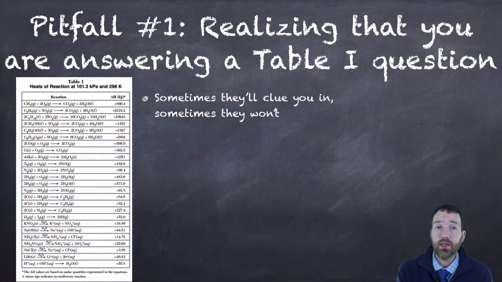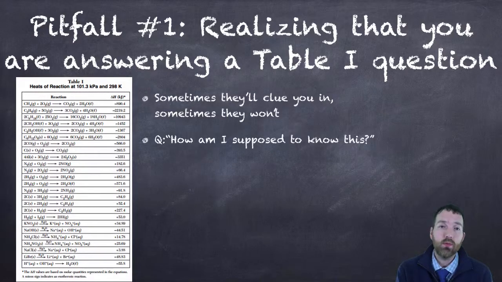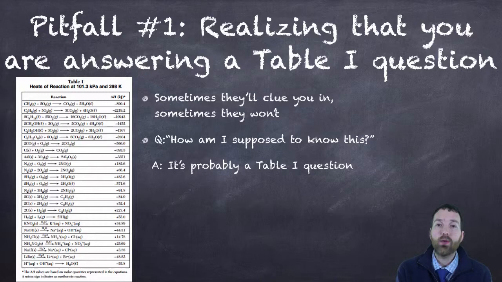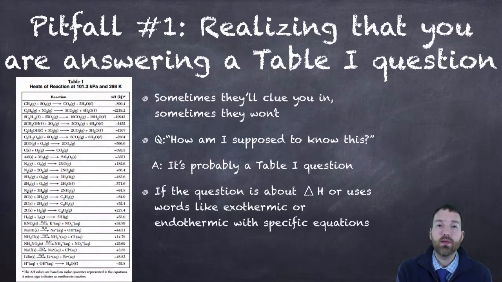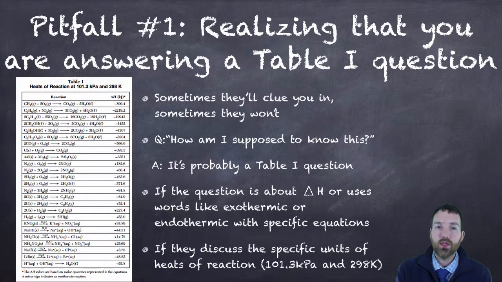Sometimes they'll say according to Table I, sometimes they won't. If you get to a question, usually a multiple choice question, and you ask yourself, how am I supposed to know this? It's probably a Table I question. I see this stumping kids all the time. Like I said, if the question is about delta H or uses words like exo or endothermic with specific equations, chances are it's a Table I question.